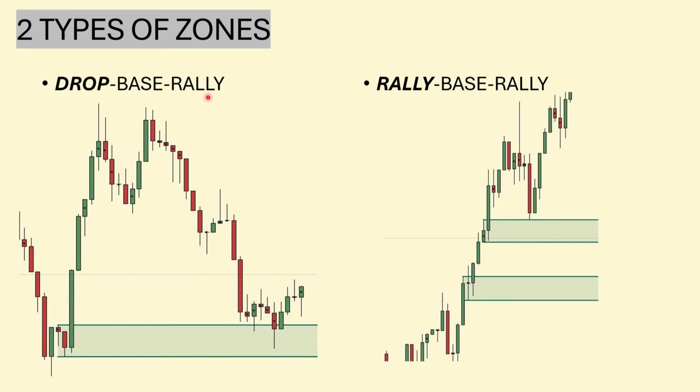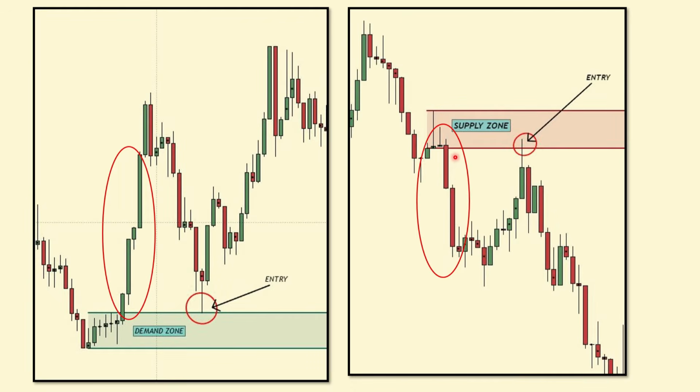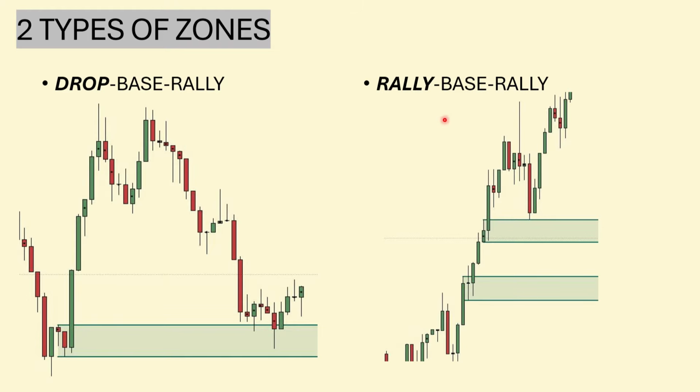So these are the two types of zones on a price chart. And like I said, guys, for supply, it is the same thing, but reverse. Right here, this is an example of a drop base drop supply zone right there, which would be equivalent to a rally base rally demand zone. So those are the two types of zones, guys.